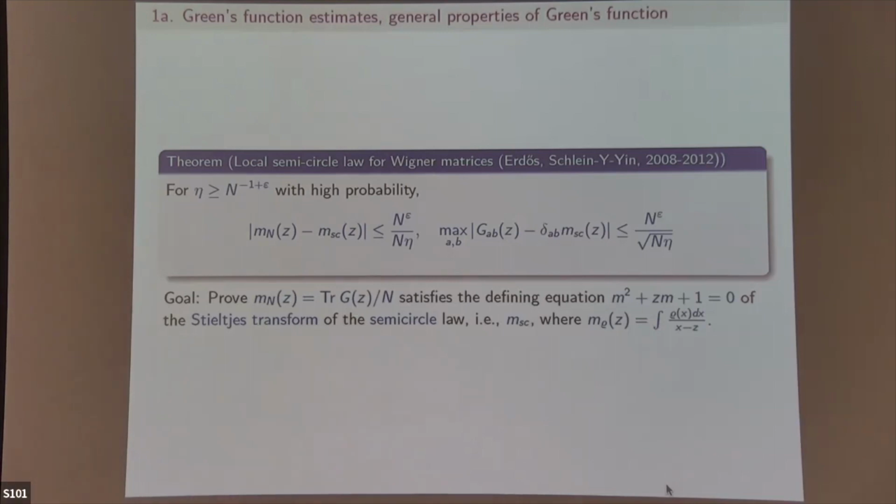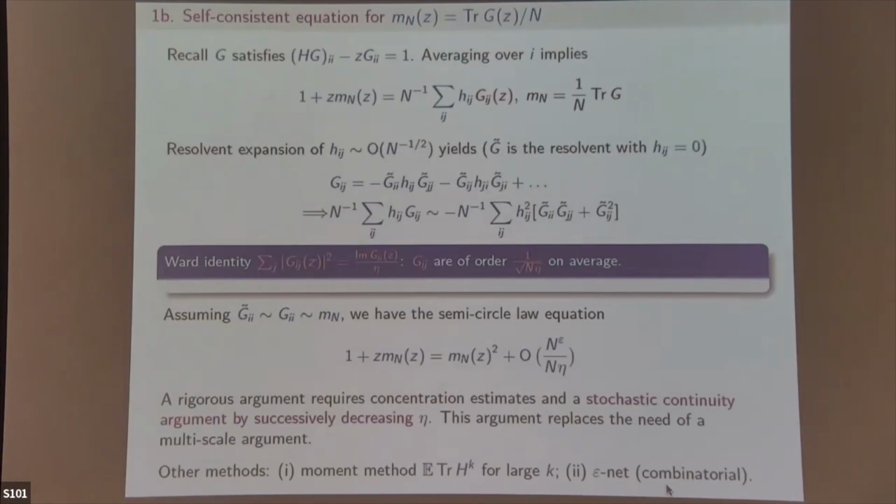Okay. So this is the estimate of the Green's function. Now, how do you do this kind of estimate? I don't have much time, but I will just show you one or two slides. The idea is that you take the Green's function defining equation. And now if you average over i, then you get m_n(z). But now you look at this h times g, you have h_ij times g_ij. Oh, I see. It should be g_ji. So h_ij, g_ji here.